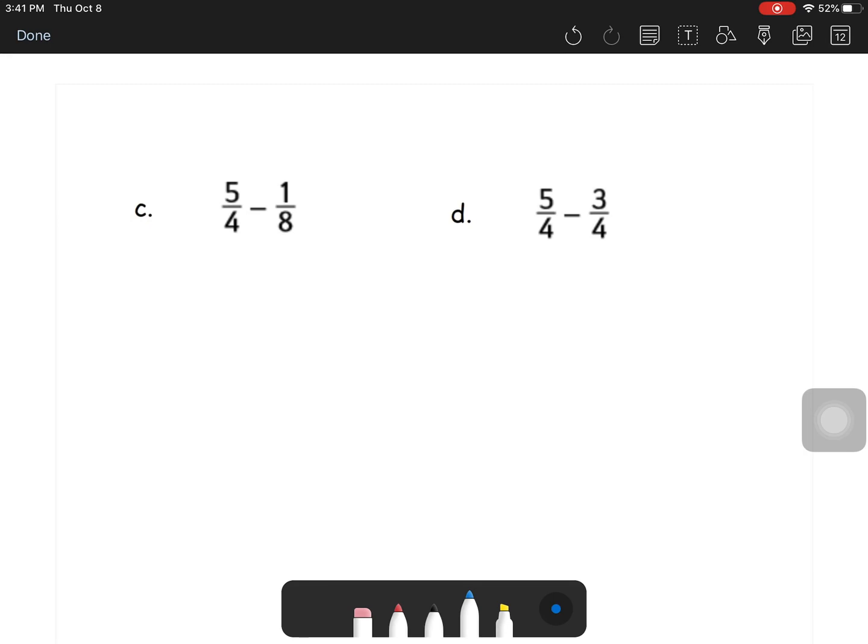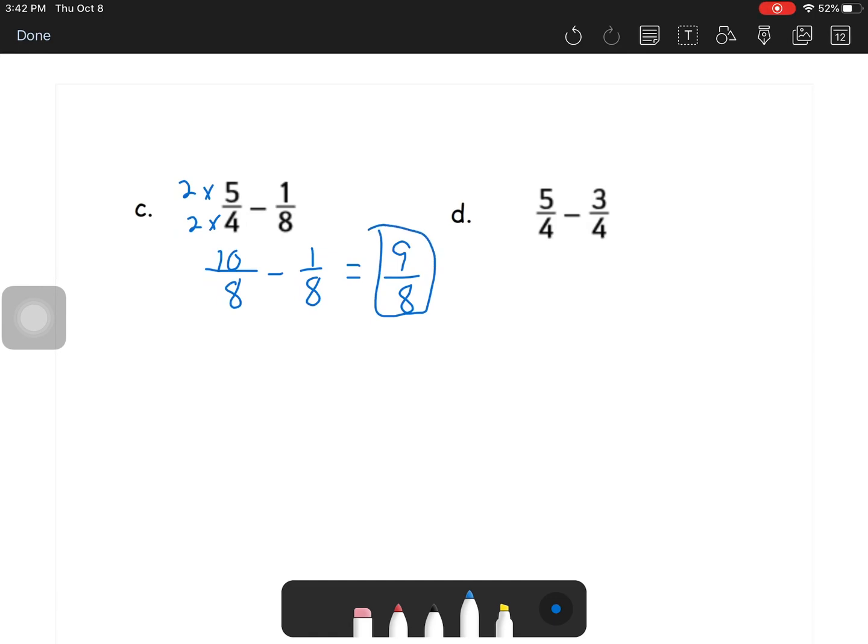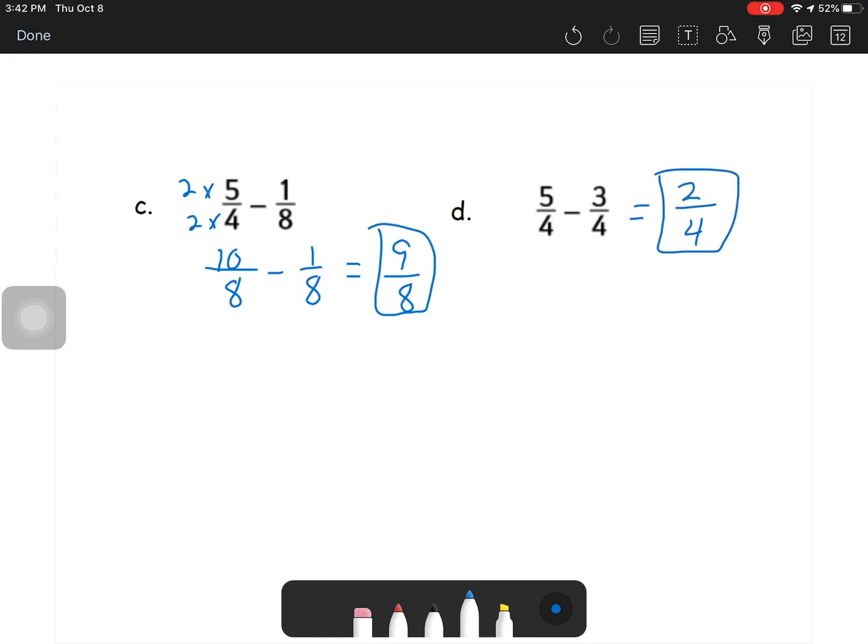Okay, next one, can I change the 4 into an 8? Yep, if I multiply it by 2. So multiply by 2, top and bottom, 10 over 8 minus 1 over 8, and that would be 9 over 8. And this one we already have common denominators, no need to worry with that one. So 5 minus 3 is 2, so I get 2 over 4.